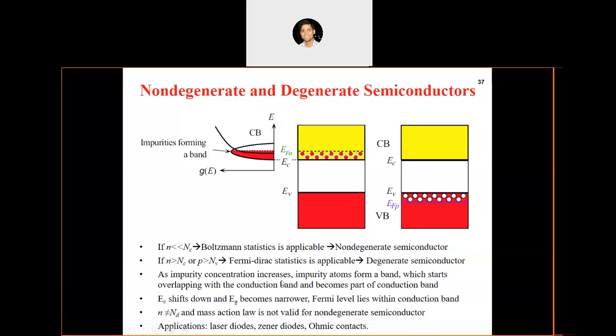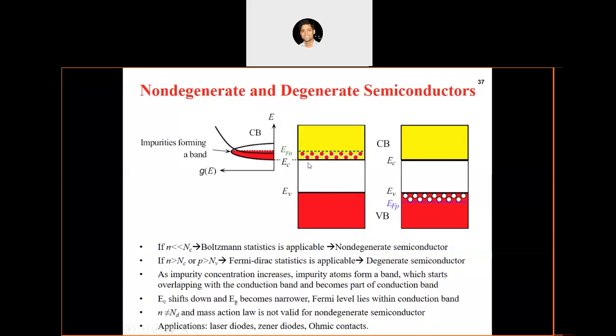As we increase impurity concentration, impurity atoms form a band, right? If you remember, for band formation, the requirement is that there should be a lot of atoms interacting with each other. As we keep increasing the impurity concentration, it becomes large enough that they start forming a band, and that band starts overlapping with the conduction band and becomes a part of the conduction band.